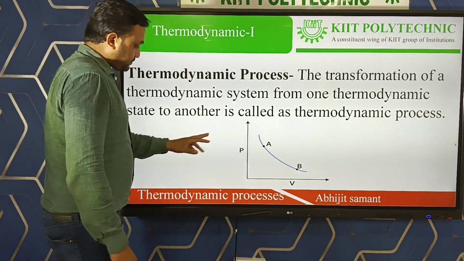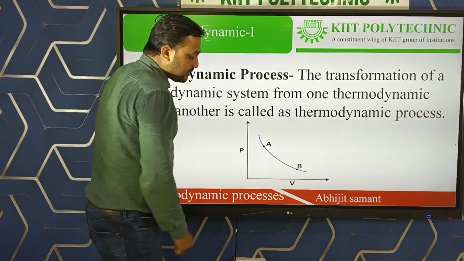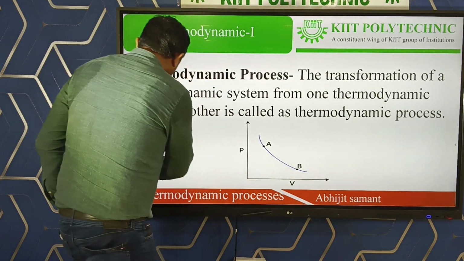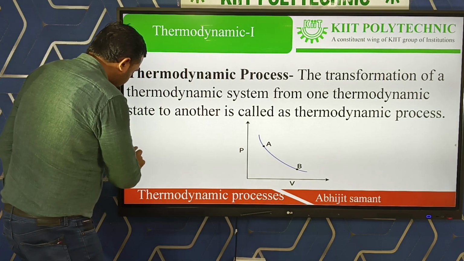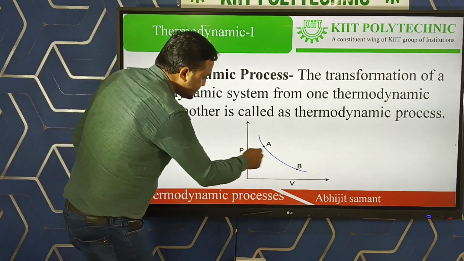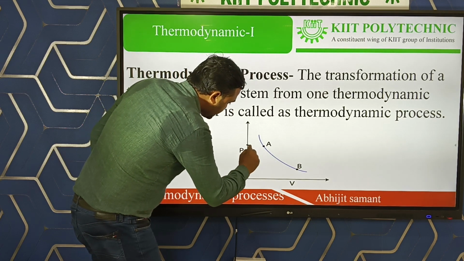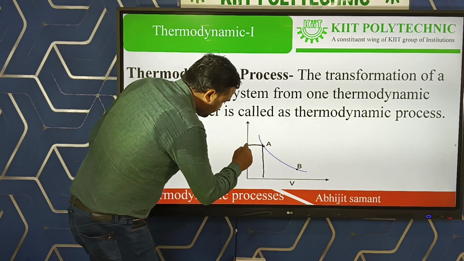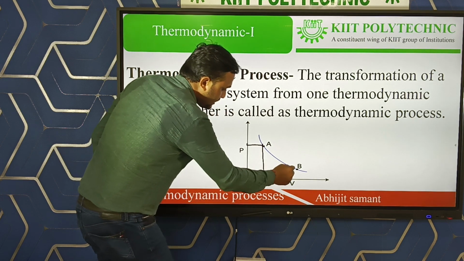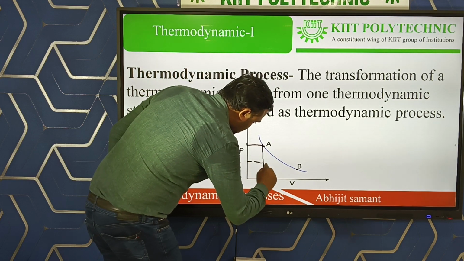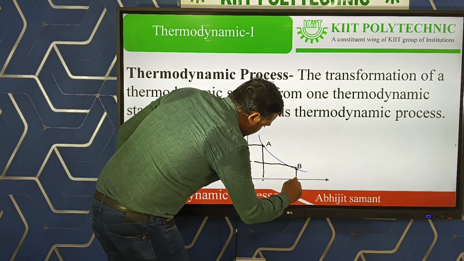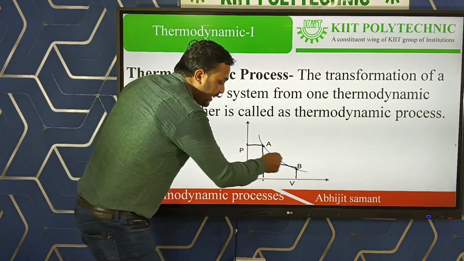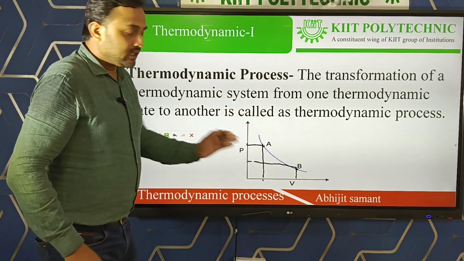Okay, so let us discuss it in a PV diagram. In the pressure volume diagram, suppose A is one thermodynamic state and B is another thermodynamic state. Here in A there is some pressure value and some volume value. In case of B, we also have some pressure and some volume. So this change of pressure and volume from A to B is called a thermodynamic process.